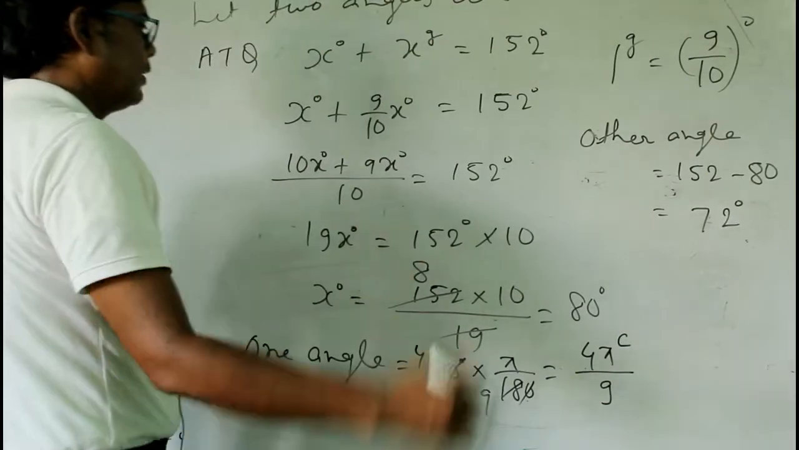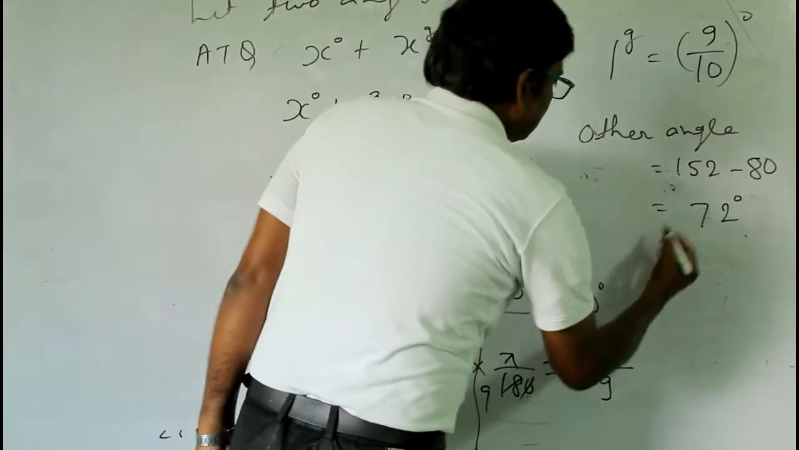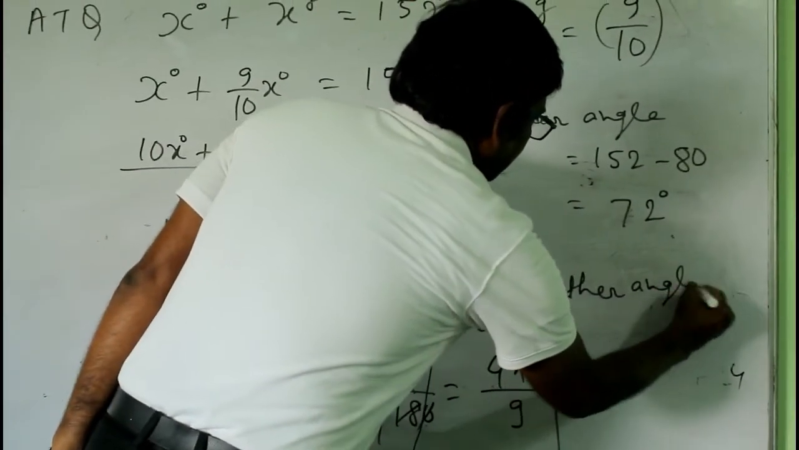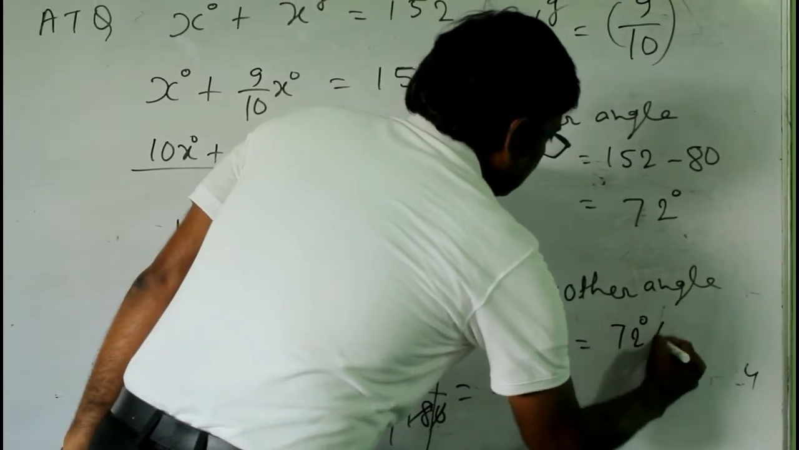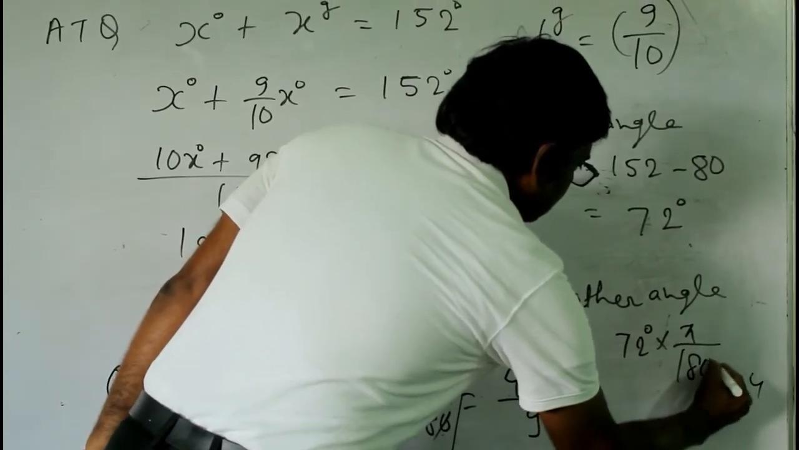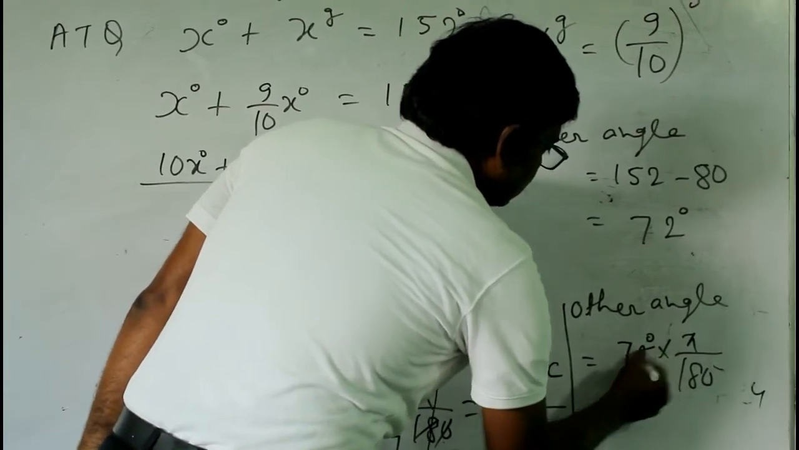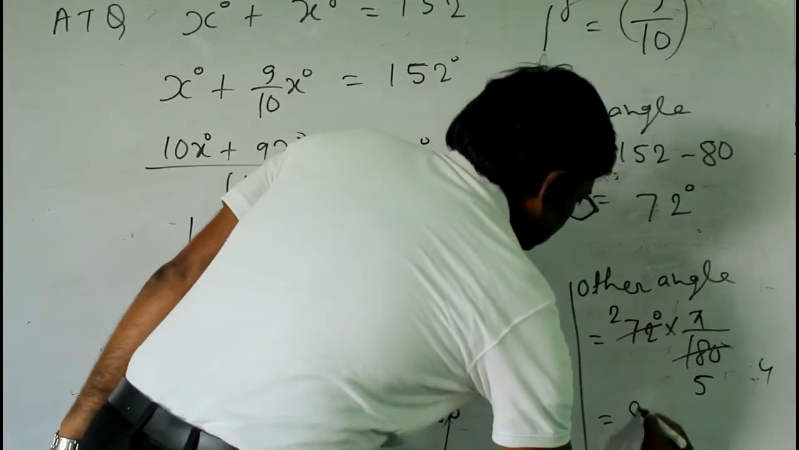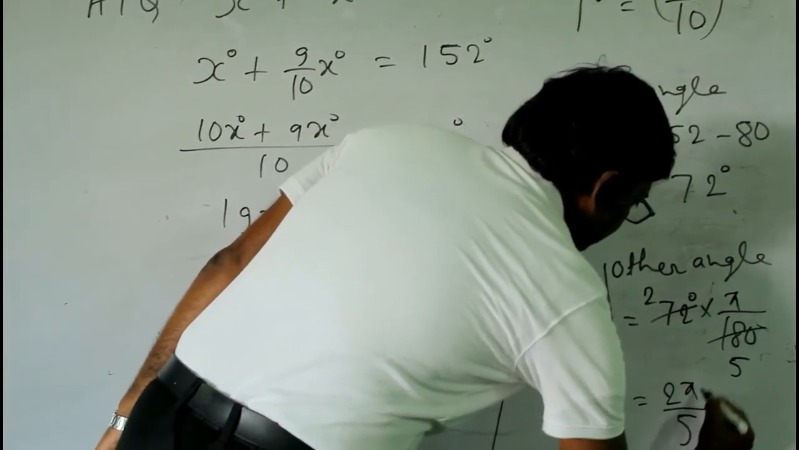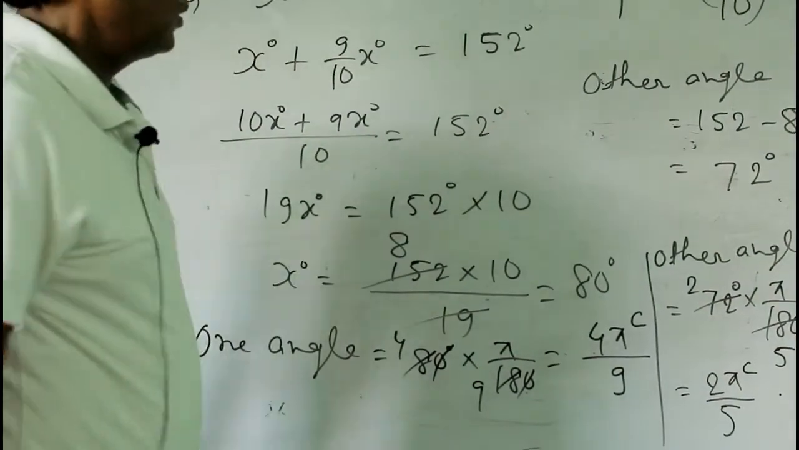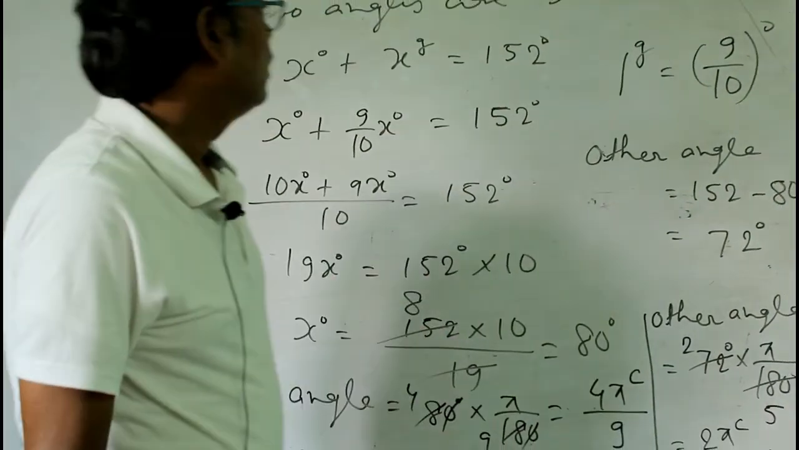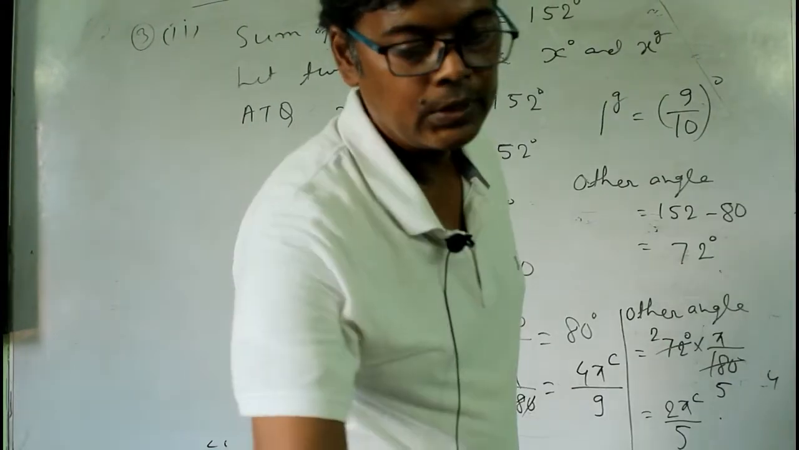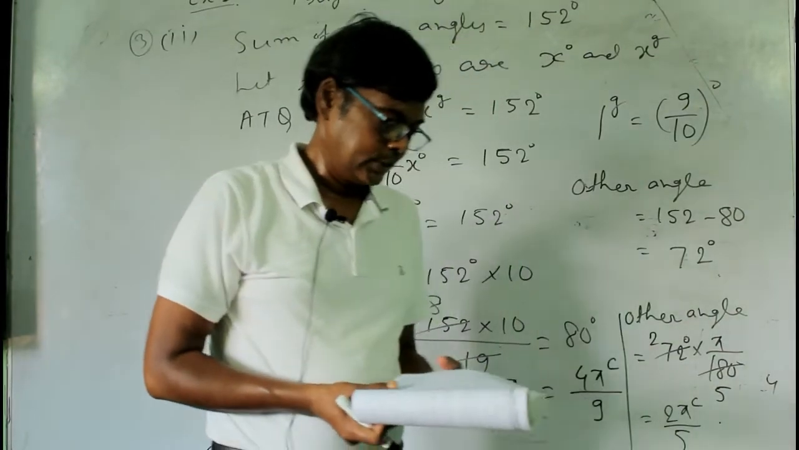Okay, see the symbol for radian here. And the other angle, you will write here, that other angle equal to 72 degree into pi by 180 radian. So here 36 2s and 36 5s. So the answer is 2 pi by 5 radian. Okay, so this and this are the answers of this question. I hope you understood this solution. Okay, now move on to the next question.